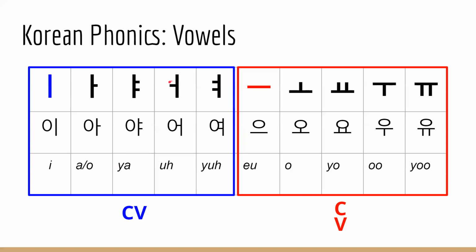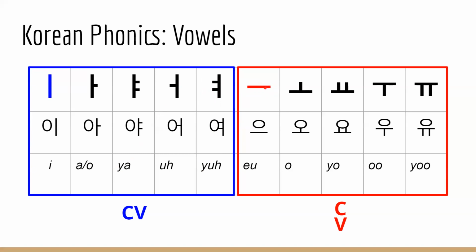어 is like the second vowel. It has a horizontal line at the left. Uh. Then is 여. Like the third, it is pronounced with the Y in the beginning. Yo. 으 is the vowel with the main horizontal line.